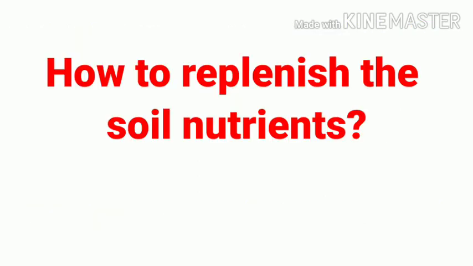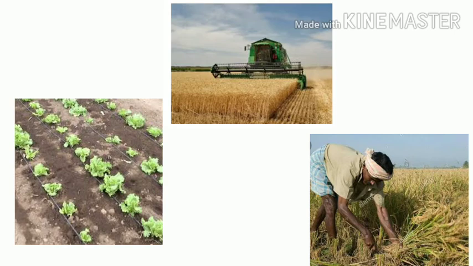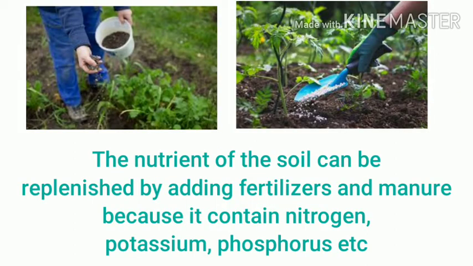Next topic we are going to see is how to replenish the soil with nutrients. For example, if we are continuously cultivating the plants, the soil nutrients will be lost. So how will we regain the nutrients of the soil? The nutrients of this soil can be replenished by adding fertilizers and manure, because they contain nitrogen, potassium and phosphorus, that are essential for the soil and for the growth of plants.